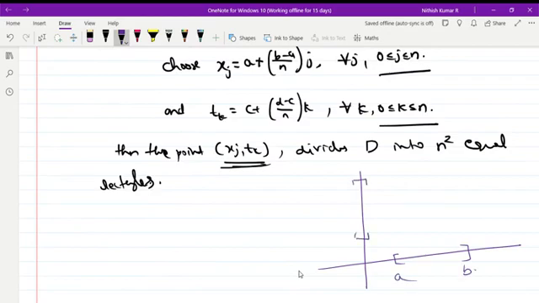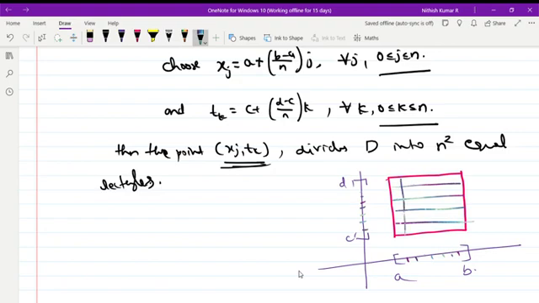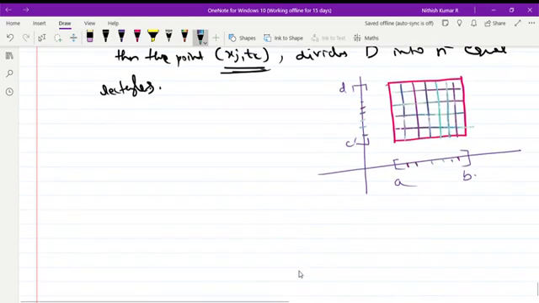Say this is A and this is B, this is C and this is D, then my closed rectangle is nothing but this region. Okay, now the xj's are the points here, and the tk are the points here. So this will divide this rectangle into n equal smaller rectangles.